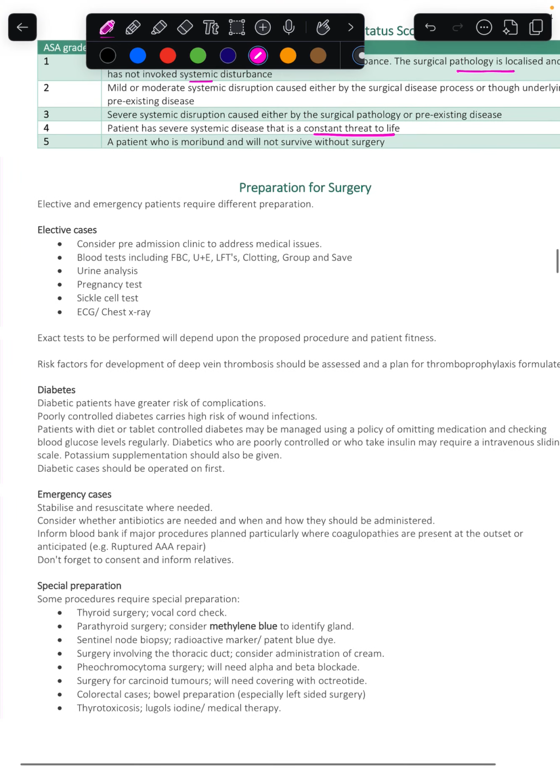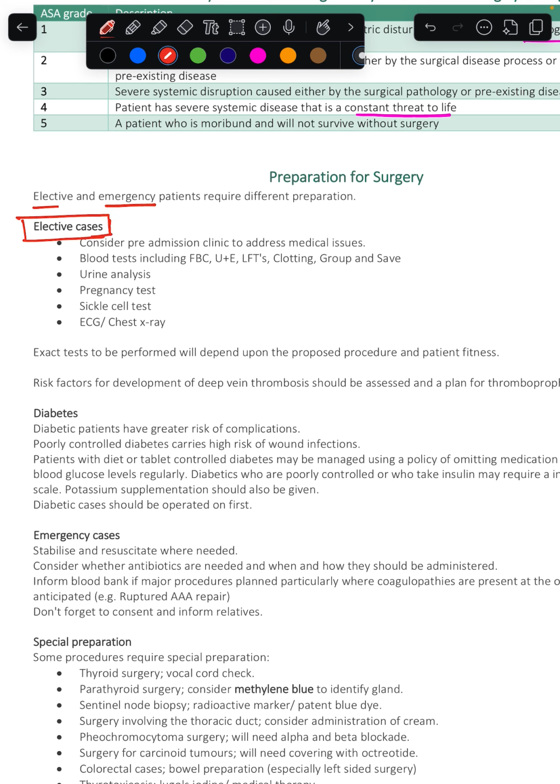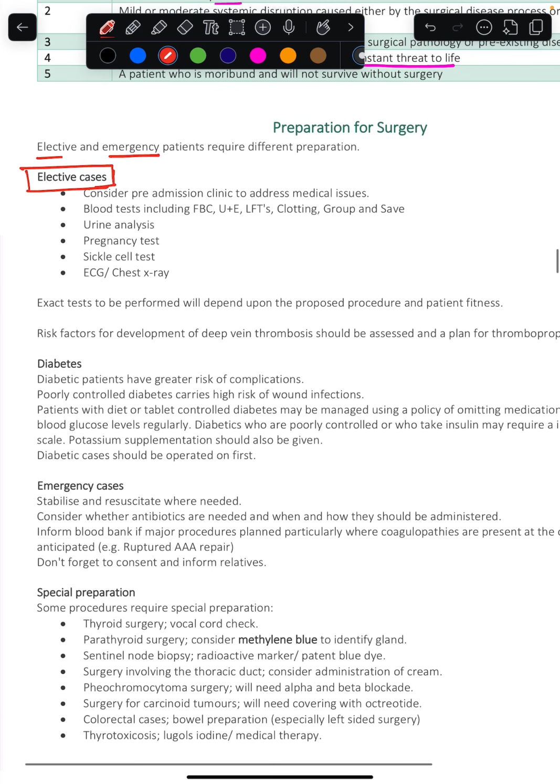So this is preparation for surgery, elective and emergency patients. These are two different things. Elective cases means where you can postpone, decide and plan everything. You have got time. There is no emergency. So pre-admission clinics have to be done. Blood testing is most commonly done.